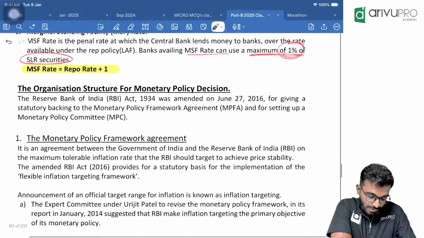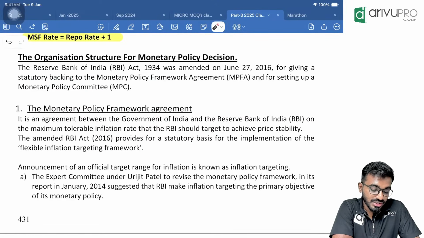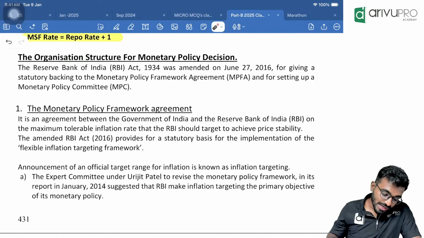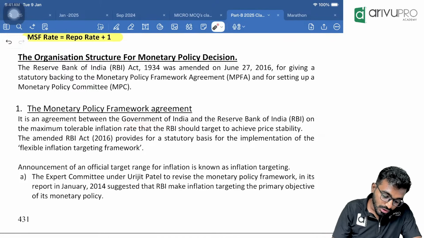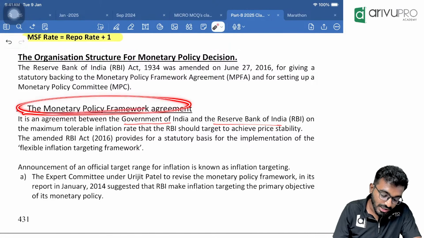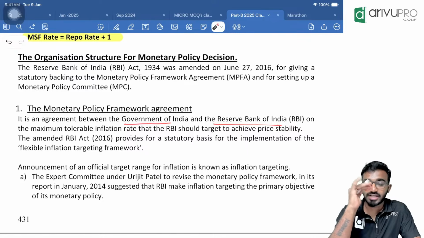So the last topic of chapter 8 is the inflation targeting concept and organization structure for monetary policy decisions. Clear? Now the Reserve Bank of India and the Government of India have entered into an agreement called the Monetary Policy Framework Agreement. As per this agreement, they are trying to achieve a targeted inflation rate.